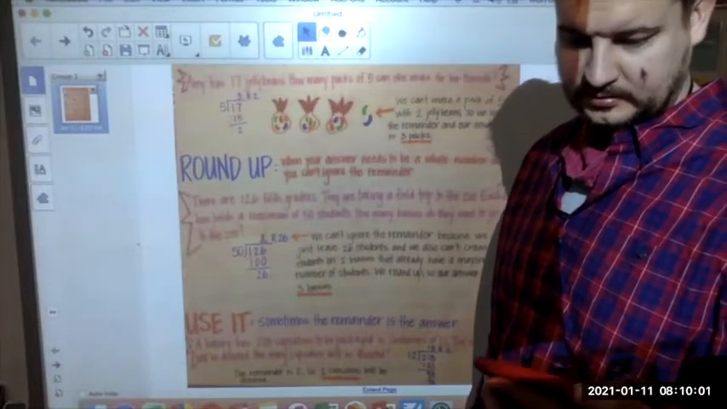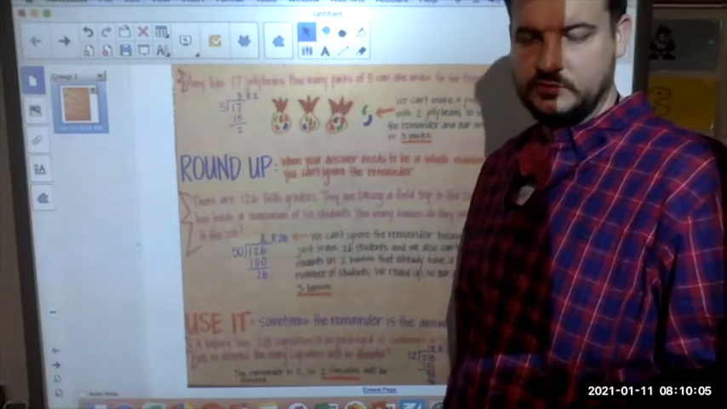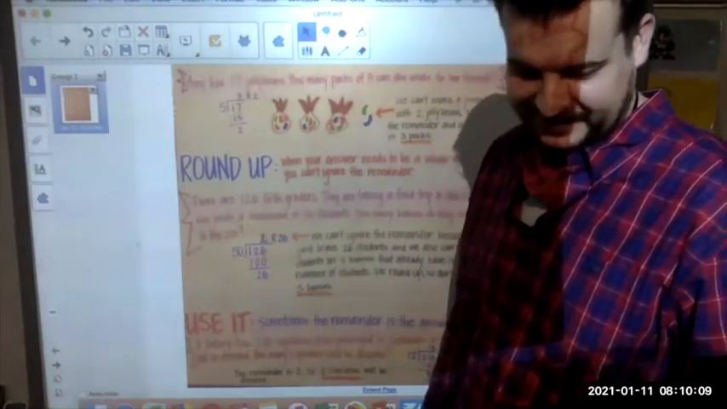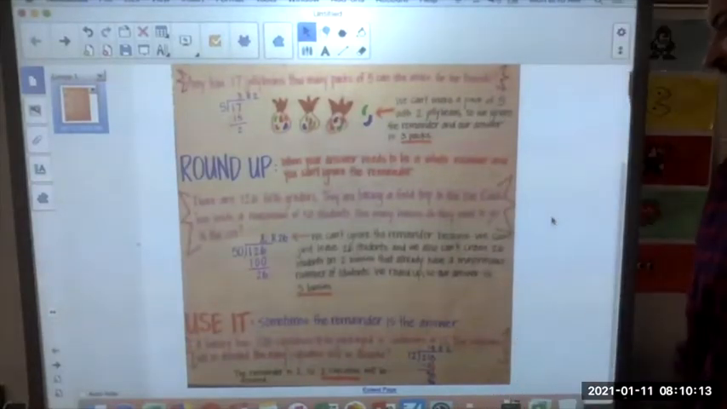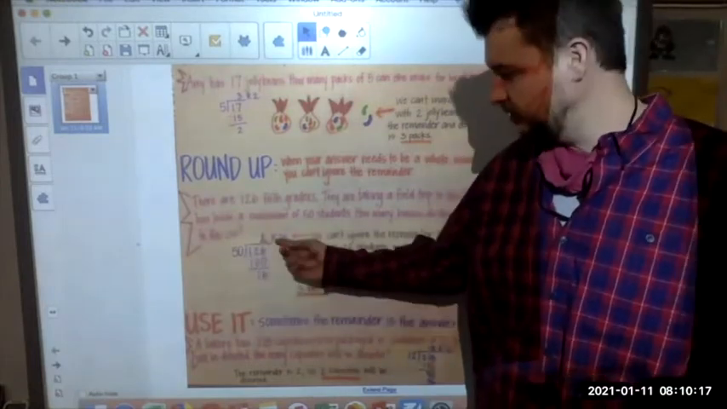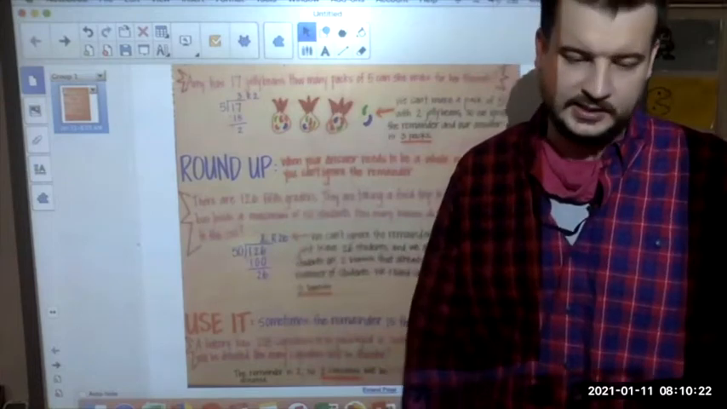So you can't leave those kids at the school. Denied. So you're going to have to round up and get 1 more bus. So it'll be 3 buses. You'll have 1 bus that's not completely full, but you can't leave those behind.